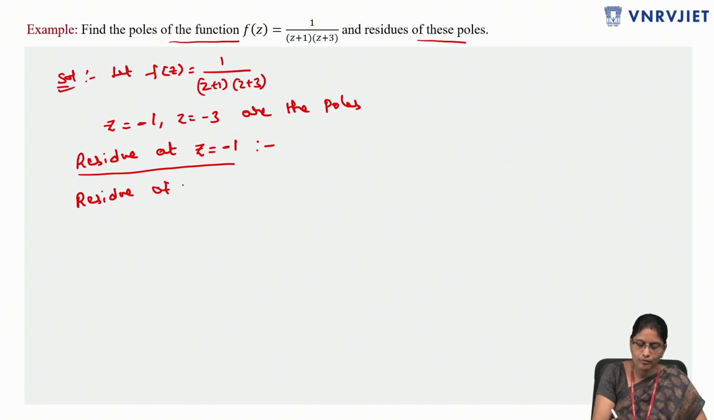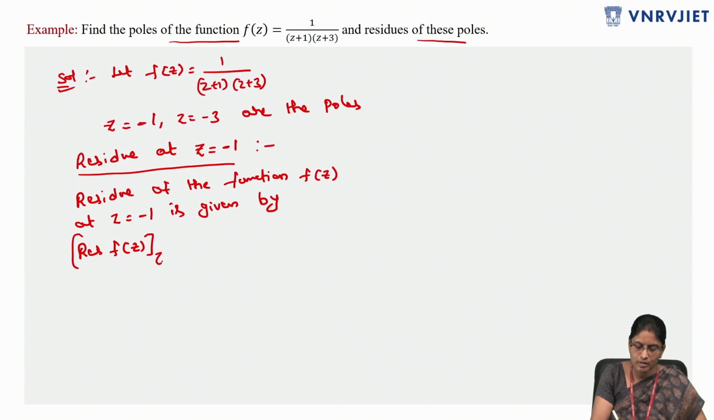Residue of the function f of z at z is equal to minus 1 is given by: residue of f of z at z is equal to minus 1, which is equal to limit z tends to z naught.